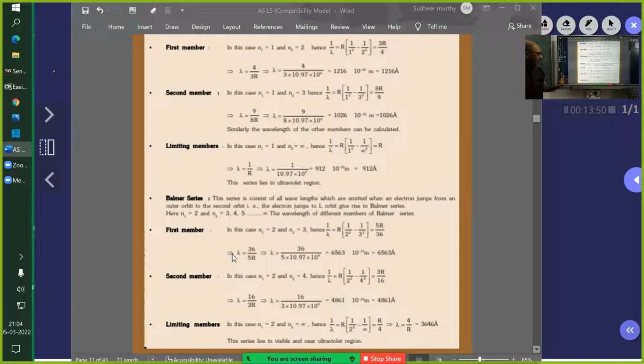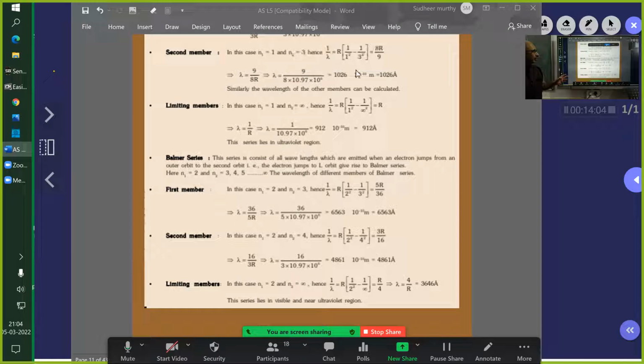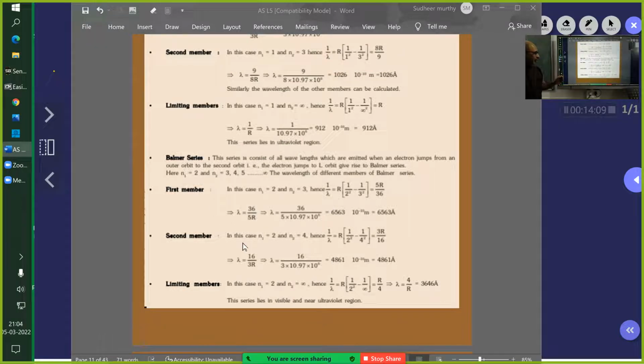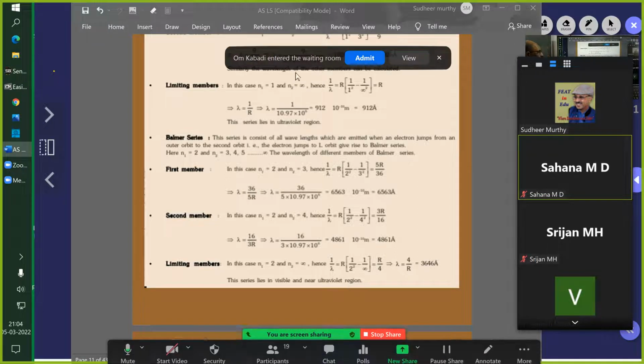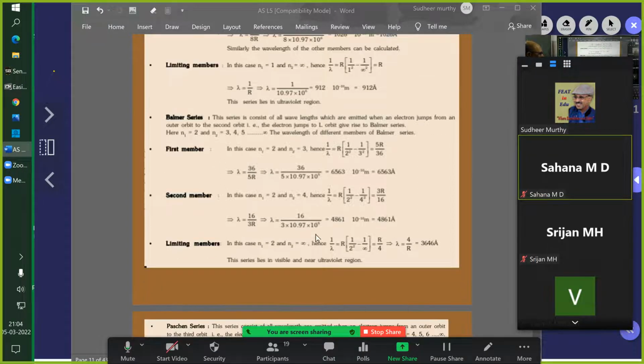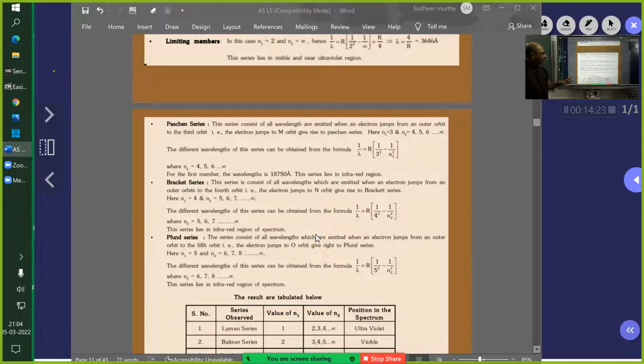Then similarly the Balmer series. Here you see n1 will be 2, and then n2 is 3, 4, 5, 6. I suppose all of you know this. So this is the Balmer series, and this series lies in the visible and near ultraviolet region. This is something all of you should remember, because these are the points where they can coin a question or two.